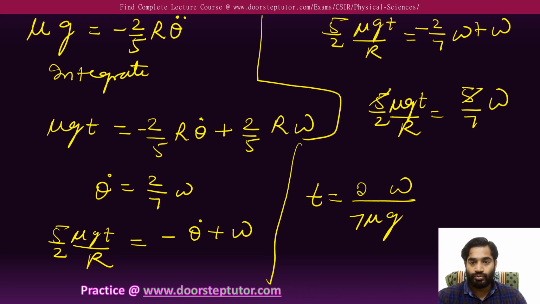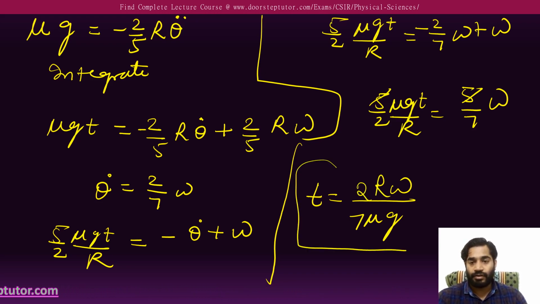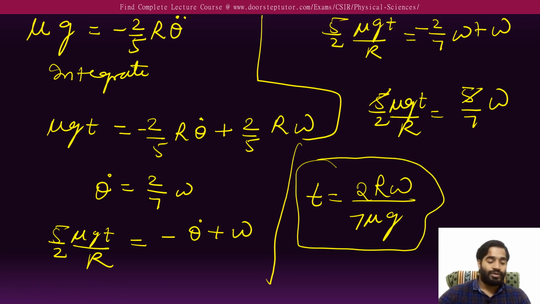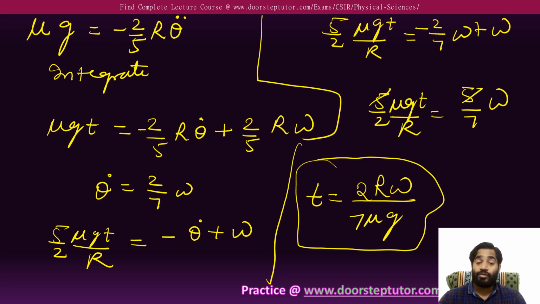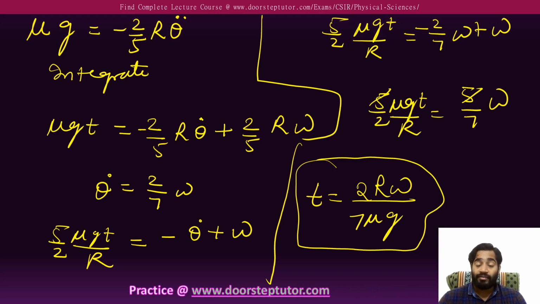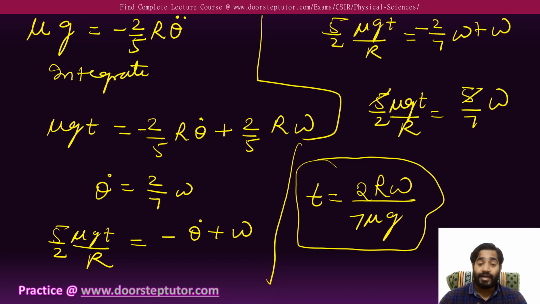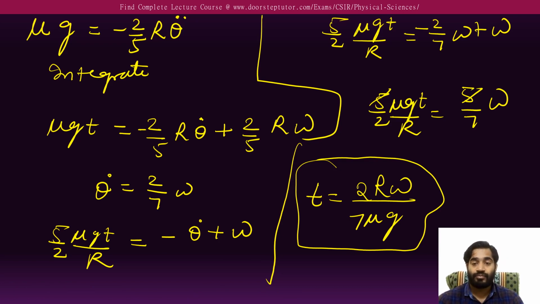So the time is 2 r omega over 7 mu g, and that is the time at the point of contact where the sphere stops slipping and starts rolling, because I applied a condition. What condition did I apply? The condition is v equals omega r, the rolling condition.